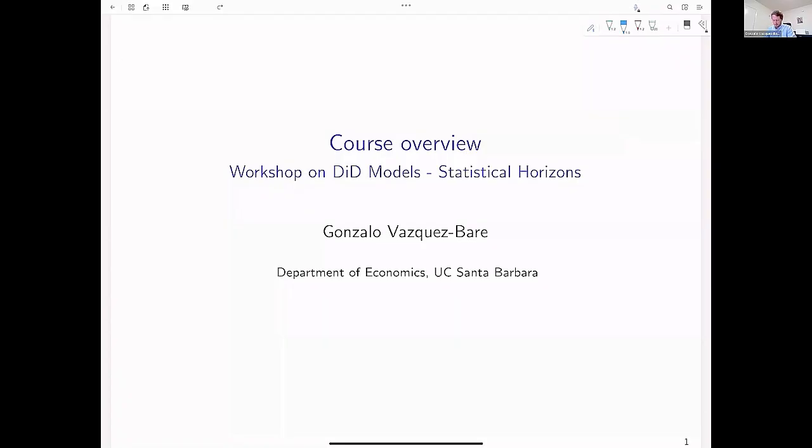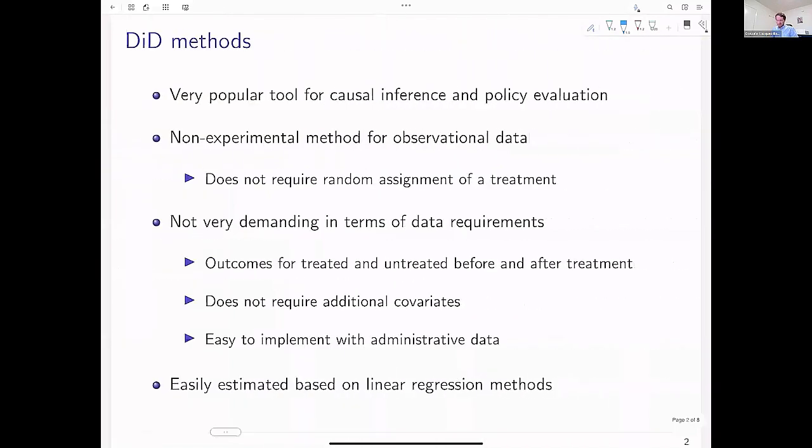Okay, so let me start by quickly describing what this workshop is about. Of course, you all signed up because this is about difference in differences. So hopefully you have at least a vague idea of what this is. Difference in differences methods have become extremely popular as a tool for causal inference and policy evaluation.